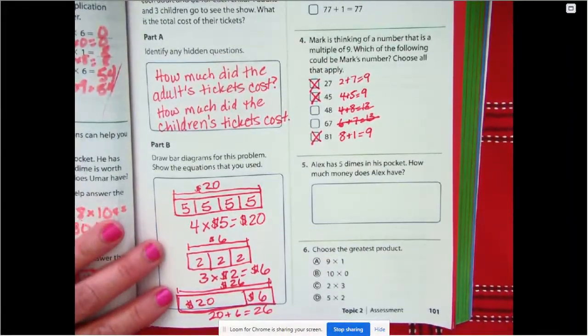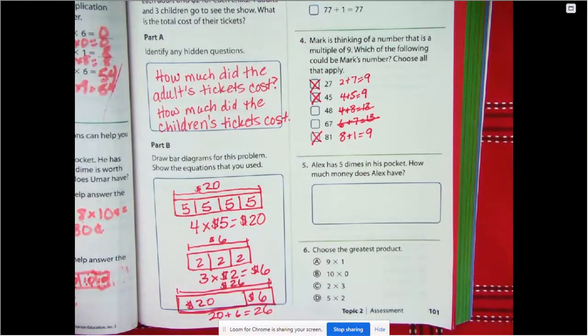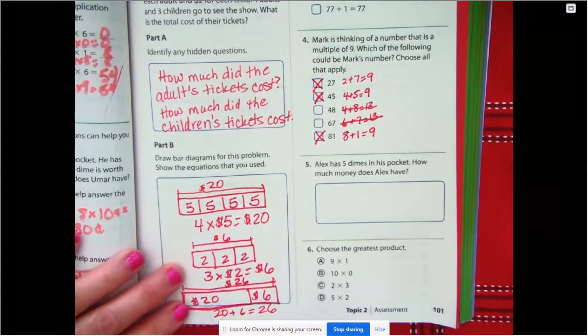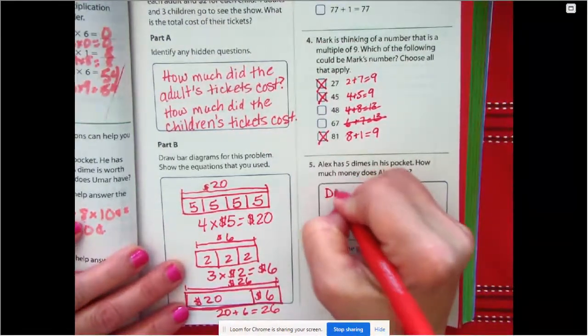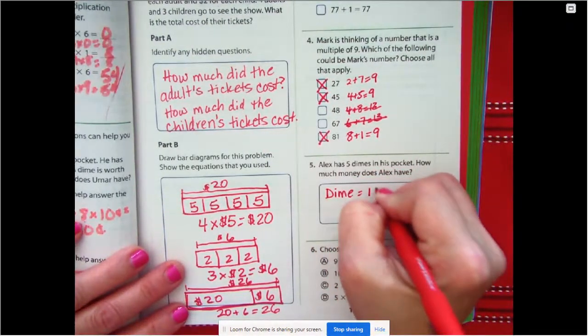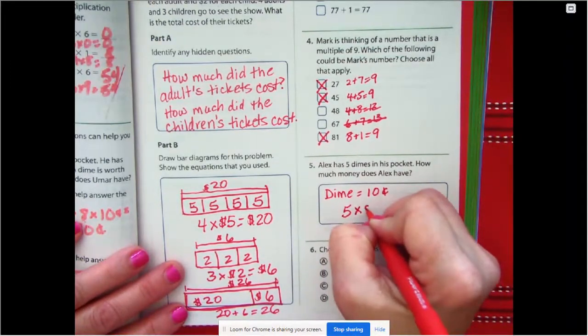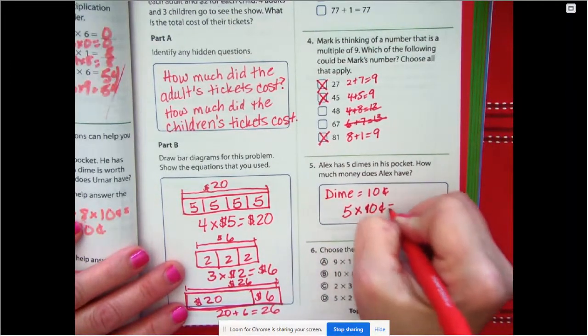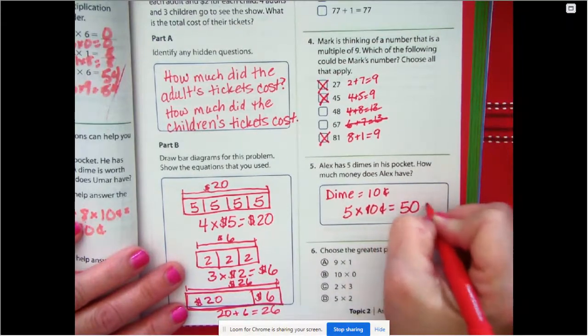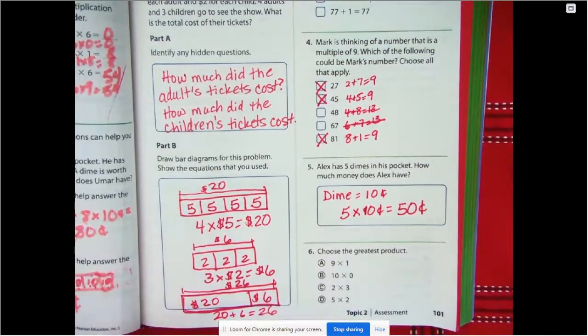Okay, number 5. Alex has 5 dimes in his pocket. How much money does Alex have? We remember that a dime equals 10 cents, and he has 5 groups of 10 cents. So he has 50 cents.